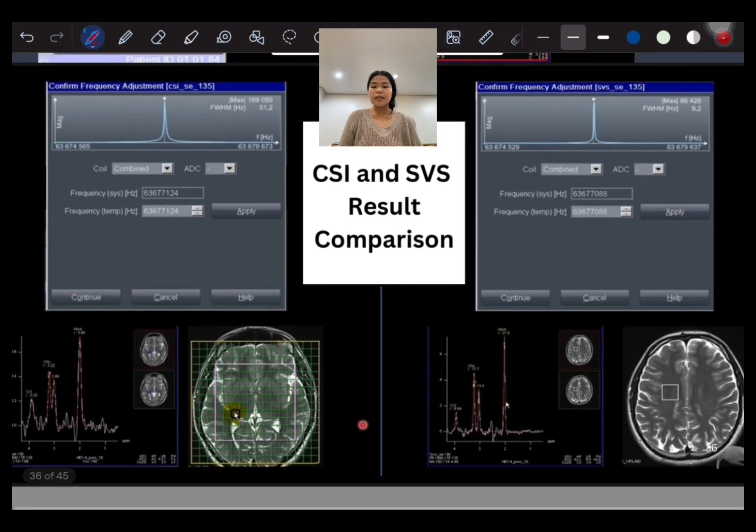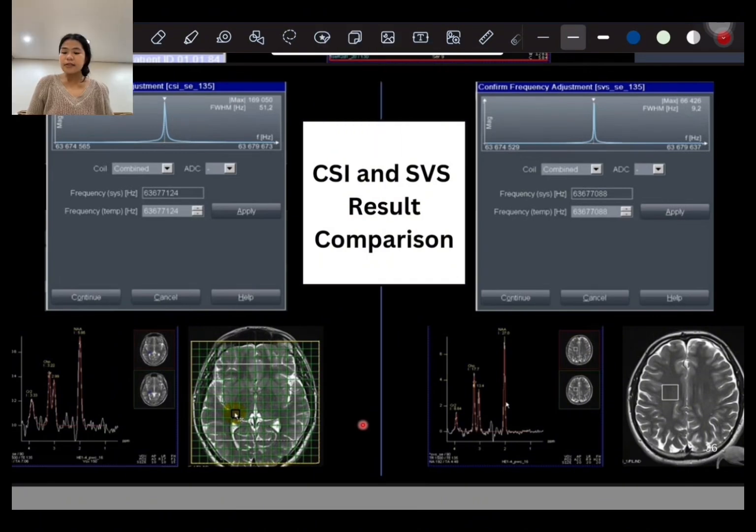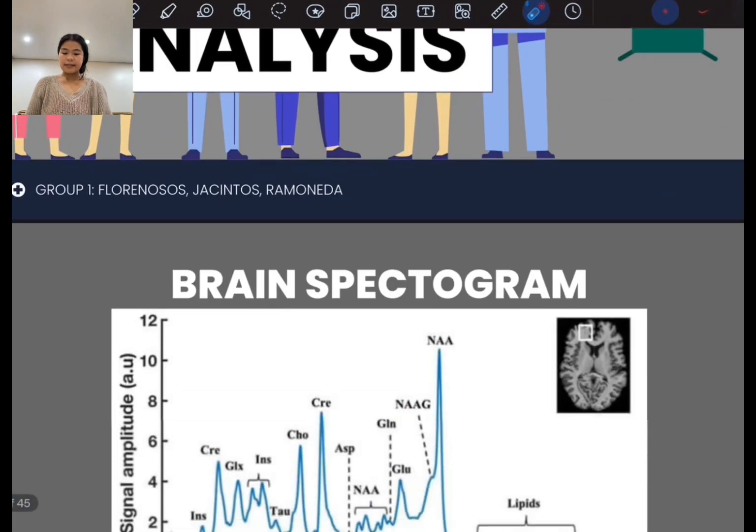So in summary, this is the difference between the CSI and the SVS results. As you can see, in the SVS we only have a single voxel, while in the CSI there are multiple voxels contained within our VOI. For our next topic, we will be doing the graph analysis.